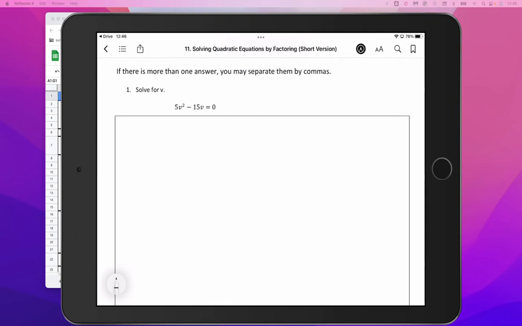So the very first thing we're going to do when we want to solve a quadratic, or anything that has an exponent to the value of 2, is we want to factor it completely. So I'm going to recognize that both 5v squared and negative 15v share a 5v. And if I factor that out, I'm left with 5v times v minus 3.